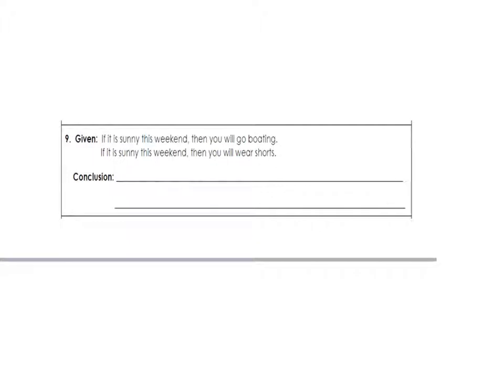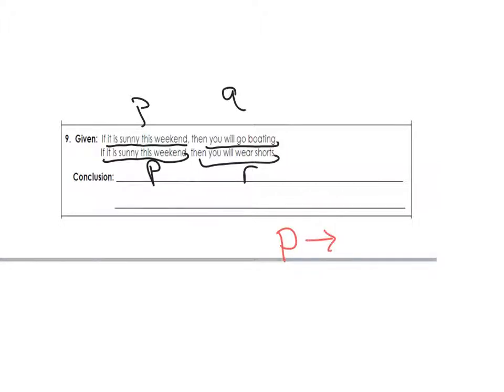All right, let's go through this together. Get the pen ready. If it is sunny this weekend, P, you will go boating, Q. If it is sunny this weekend, P, then you will wear shorts, R. So let's write down what we know about the law of syllogism. The law of syllogism is P to Q and Q to R.